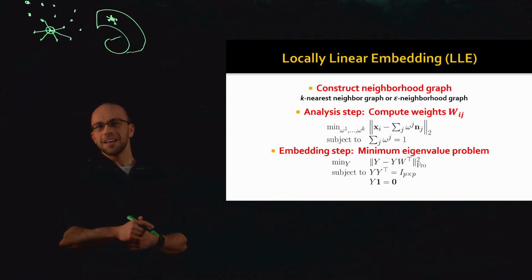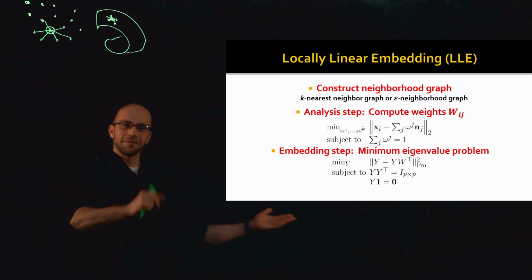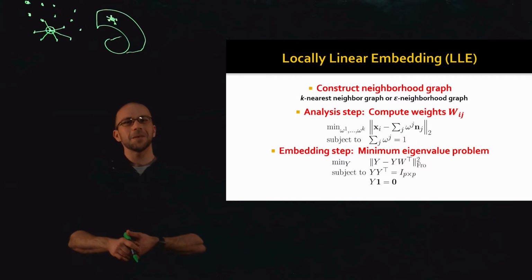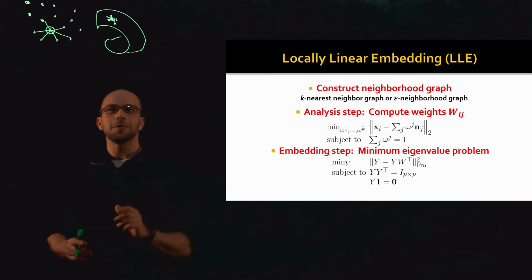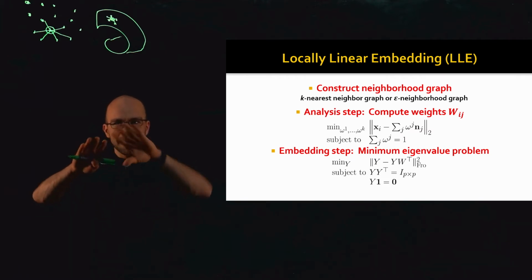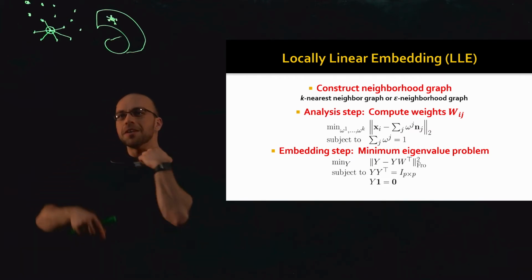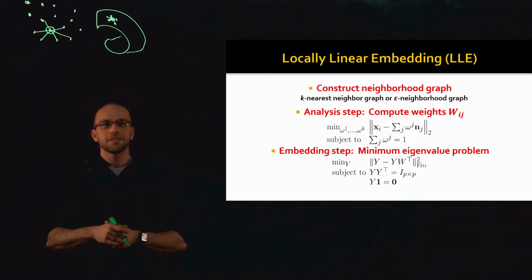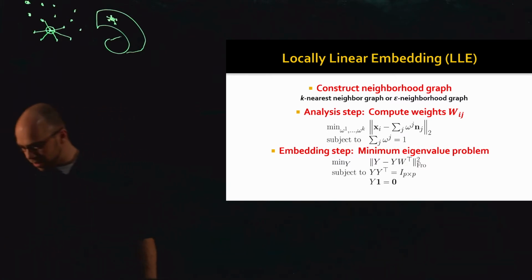And then in an embedding step, we're going to take those weights, throw away the original data set, and try to find a new lower dimensional data set that satisfies a similar property. In other words, when I unwrap my Swiss roll into the plane, I want the unwrapped points to be roughly the same weighted average of their neighbors that I had in the original 3D data set. So let's derive the analysis step and the embedding step in a little bit more detail.